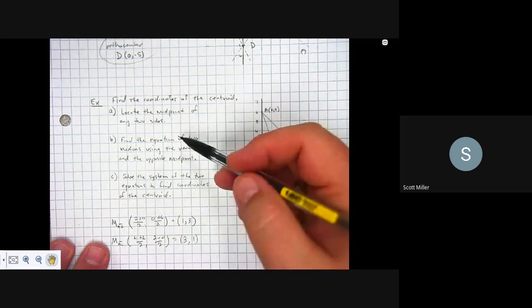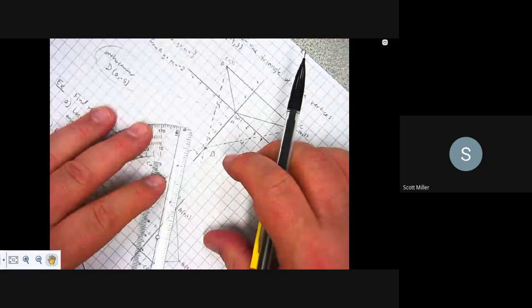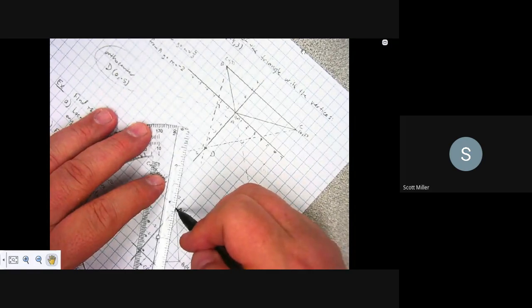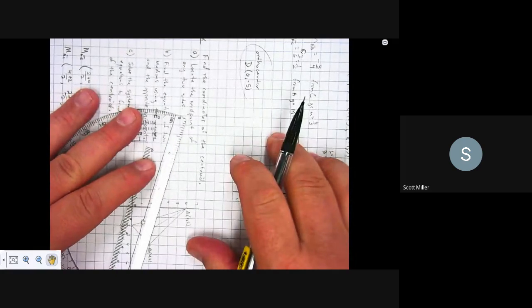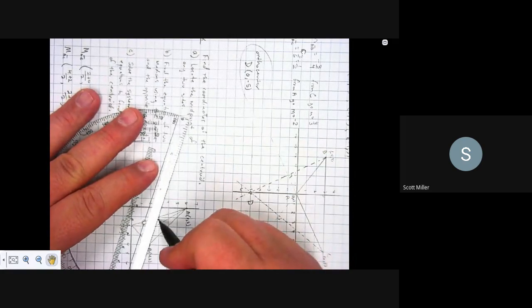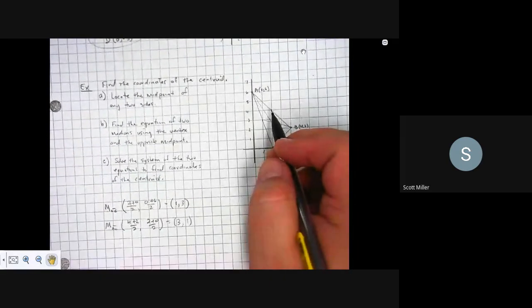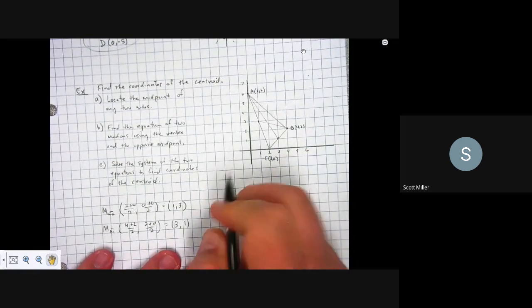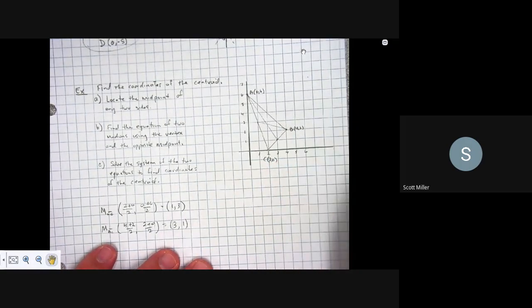We found the midpoints. Now we want to find the equations of the two medians that go through a vertex and the opposite side. So that means I need to find the equation of this median and the equation of this median. Let's take the equation of this one over here, from B. Actually, we have to find the slope first. To find the equation, we need a slope and a point. We'll use this point, but I need to find that slope. We can find it fairly quickly.